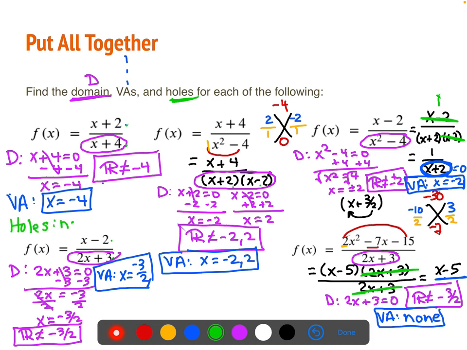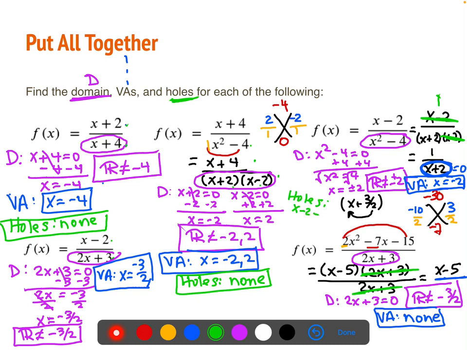Now holes are anything I've canceled. On this one, the first one, there's no canceling, so my holes are the word none. I didn't do any canceling. This one, there was no canceling, so my holes on number 2 is none. I didn't cancel anything. On number 3, I canceled x minus 2's. So on number 3, the holes, I take x minus 2 and set him equal to 0, the thing that I canceled, and I get 2. So my hole is at 2.